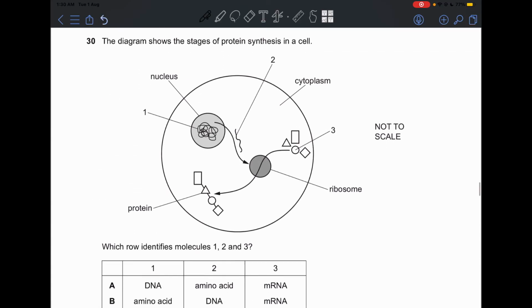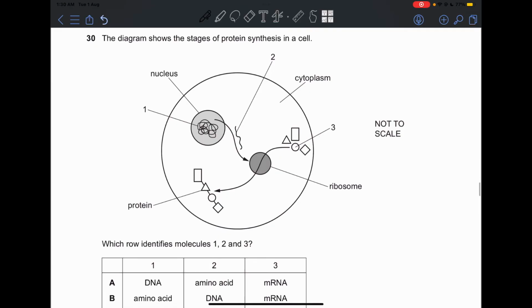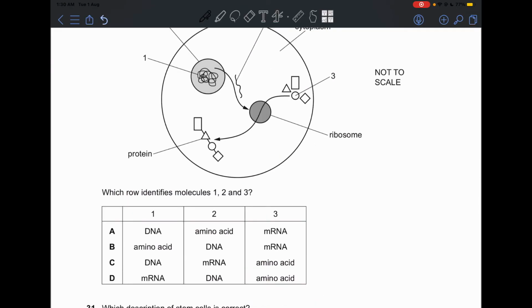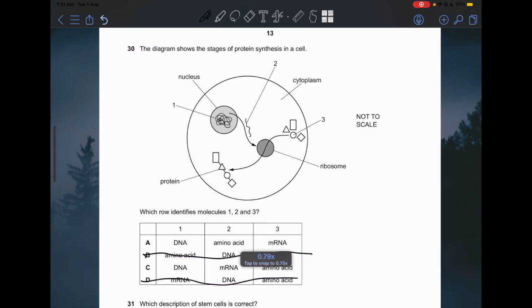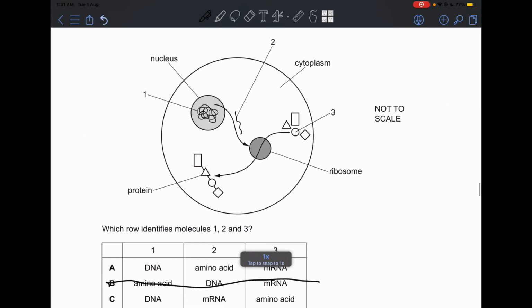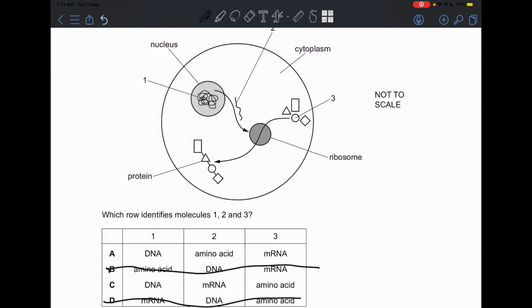30. The diagram shows the stages of protein synthesis in a cell. Which row identifies molecules 1, 2, and 3? Over here we can see that number 1 is actually the DNA, so we're not going to be choosing from B or D. Number 2 is actually going to be the mRNA, which will take a copy from the DNA into the cytoplasm so it can produce amino acids that are going to be transcribed into proteins. So our answer is going to be C.